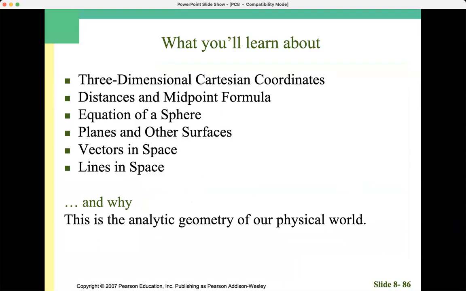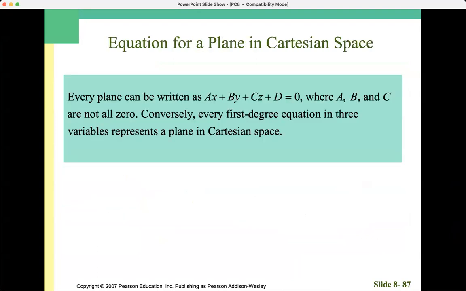All right. Hearing no questions, we're going to get started into talking mostly about vectors. First thing I want to talk about, though, is the equation for a plane in Cartesian space. Just like a line is the most basic unit of a two-dimensional object, the most basic three-dimensional one would be a plane. You can think of a piece of paper as a plane.